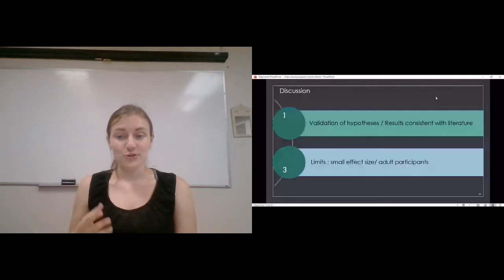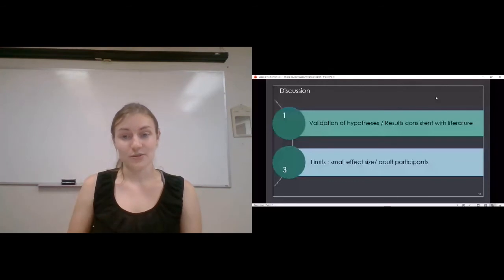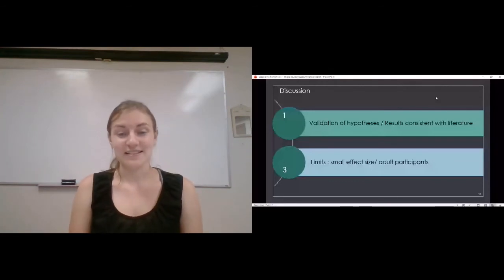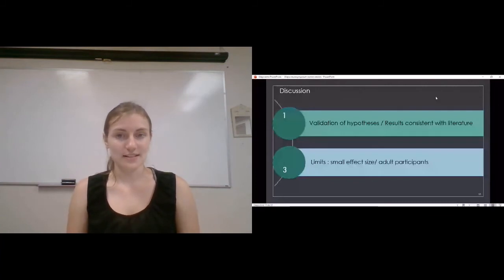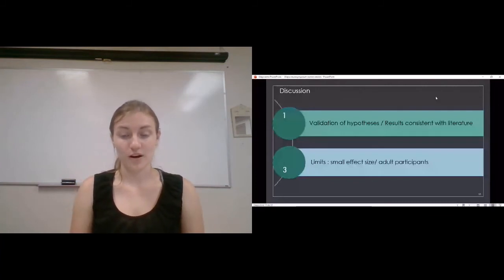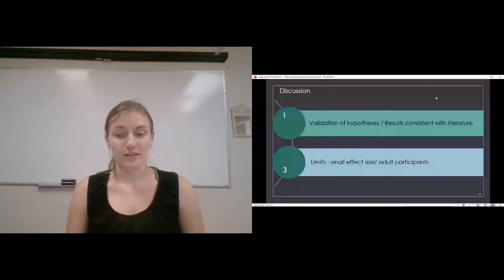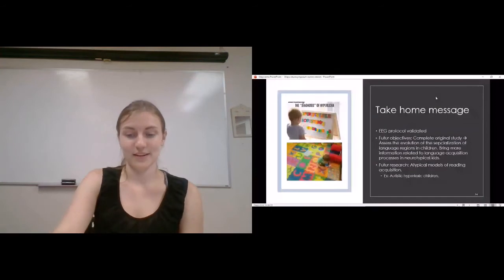And so our future goals are to complete our original study, to extend the protocol study on children, first of all, in hopes of assessing the evolution of the specialization of language regions in pre-readers and in readers. And eventually, we would also like to assess autistic hyperlexic children with the same protocol in order to bring more comprehension regarding atypical models of reading acquisition.